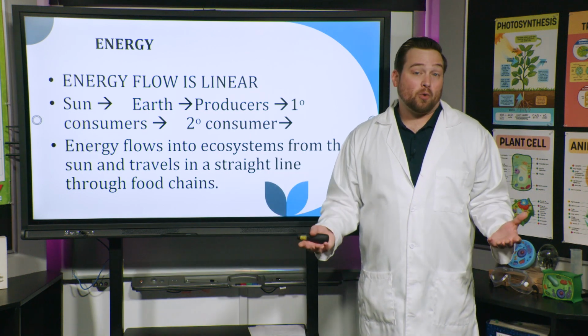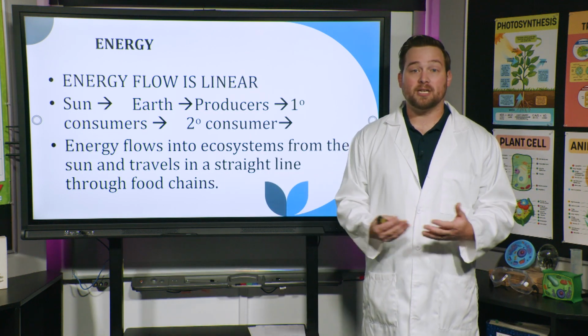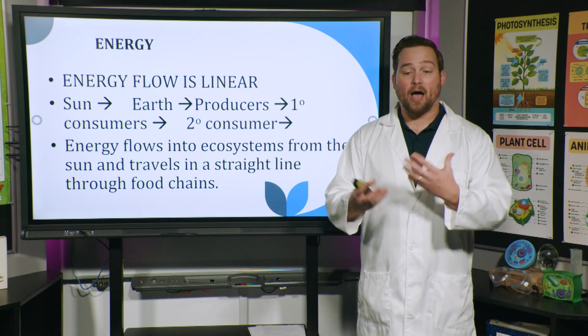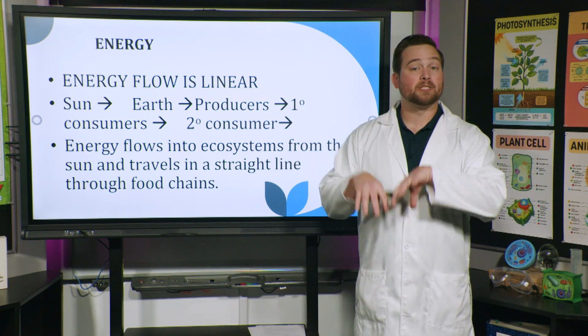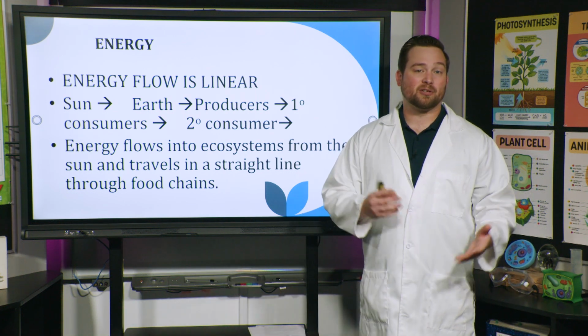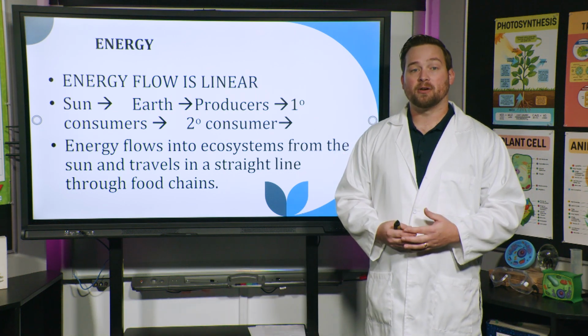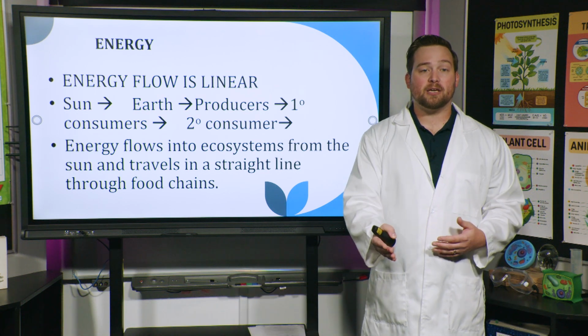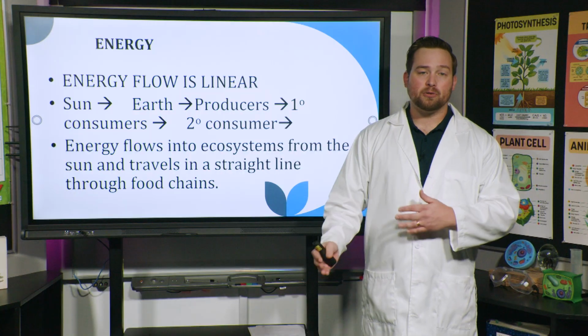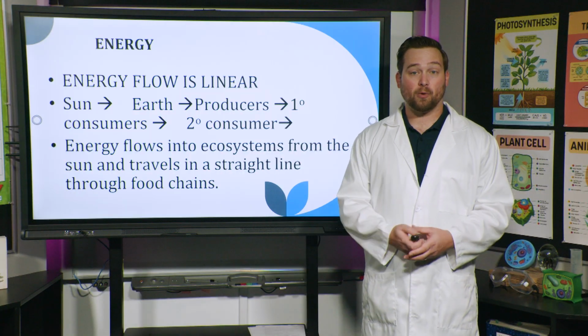It's going to end with a decomposer. A decomposer is like any type of fungus, things that break down dead material and put it back into the earth. The matter gets recycled, but the energy doesn't really get recycled the same way. Energy flows into the ecosystem from the sun and travels in a straight line through the food chain. That series of producers and consumers, that's the food chain that we were just talking about.